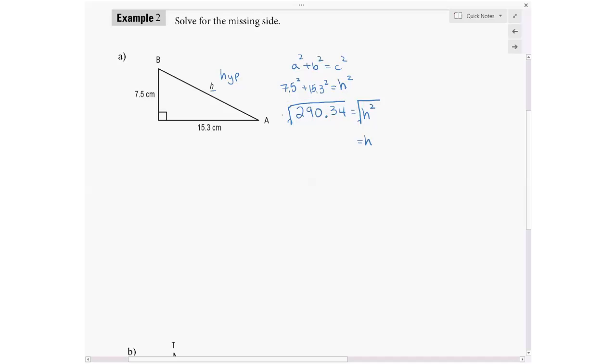Now I use the square root button on my calculator. So I use the square root of 290.34, and I get that that is 17.03. We're going to 1 decimal place. There we go. So I'm going to say 17.0 because it would be 17.03. So it's 17.0, and make sure you have your units, which is centimeters. And there's my answer for A.